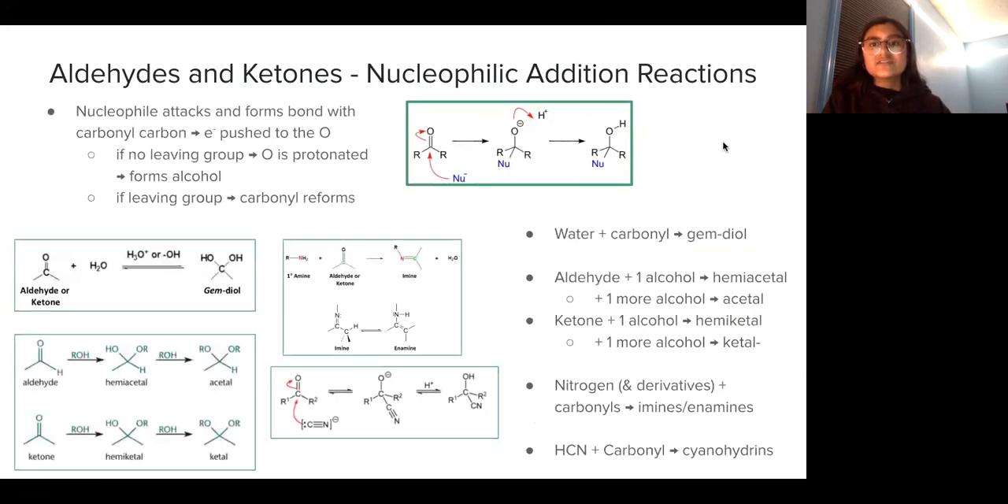Aldehydes and ketones undergo nucleophilic addition reactions. This is the general mechanism where the nucleophile comes in at the carbonyl carbon, pushes the electrons onto the oxygen, and it can be protonated, and you have this alcohol here. This is when there's no leaving group. However, if there is a leaving group, like let's say one of these R's is a leaving group, then that R would be kicked off and the carbonyl would be reformed.